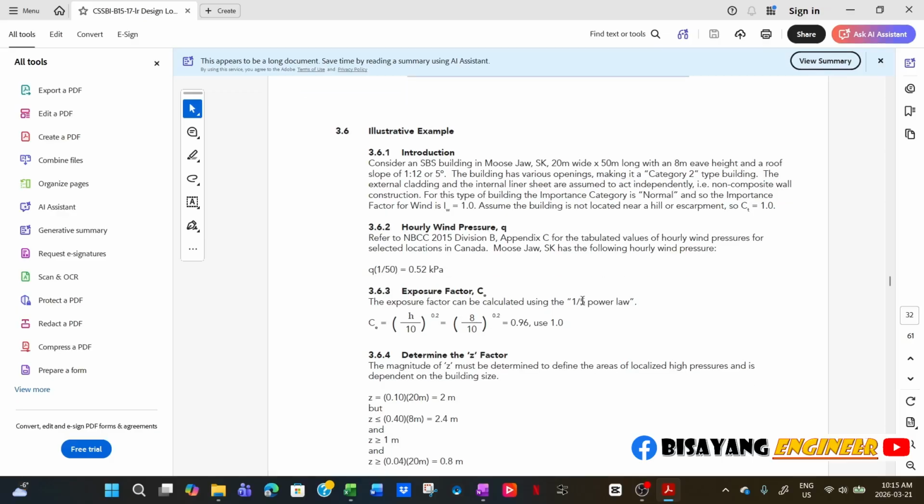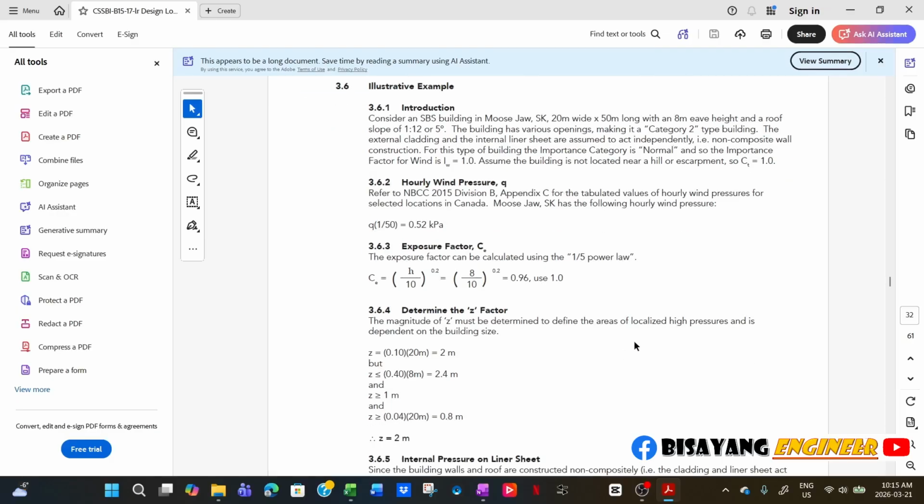So this one, the only thing that I don't understand in this particular calculation is he rounded off the value of the exposure factor from 0.96 to 1. It's not written in the code that 1 is the minimum, but in this example, if you increase it to 1 instead of 0.96, you're just being conservative and it increases your wind pressure.